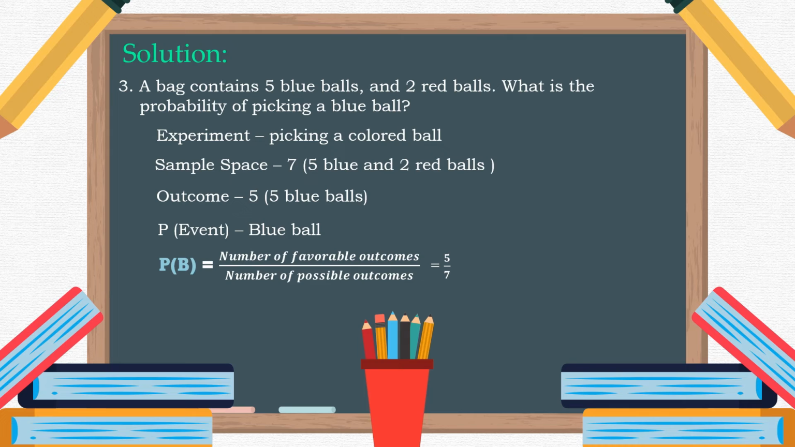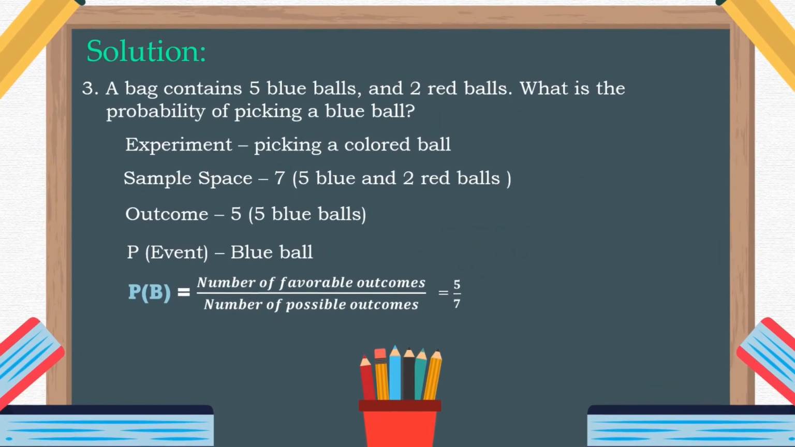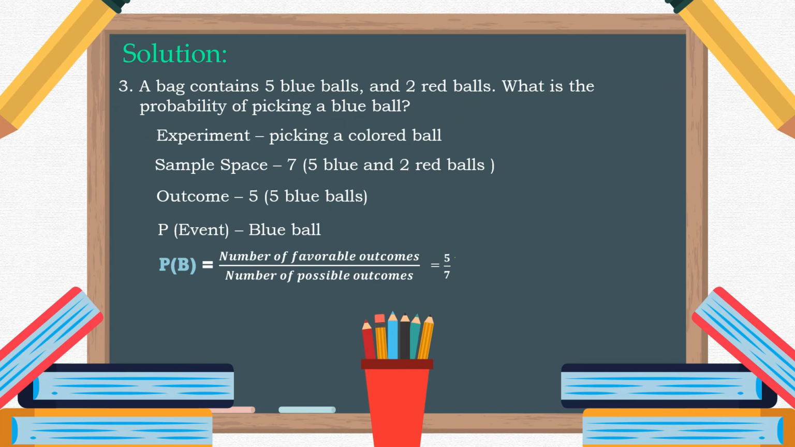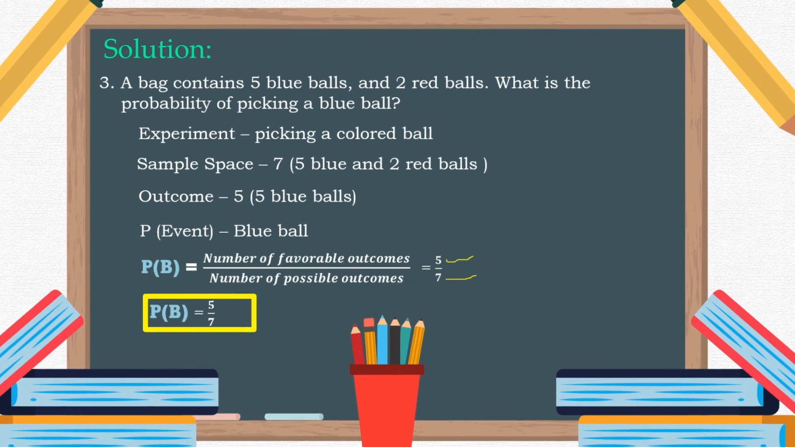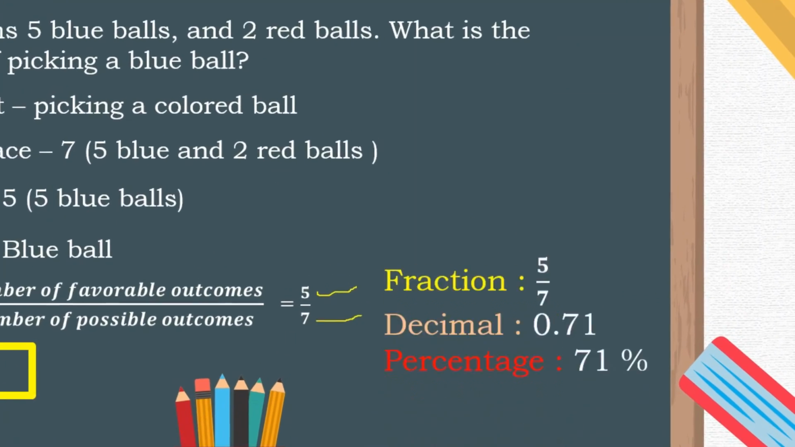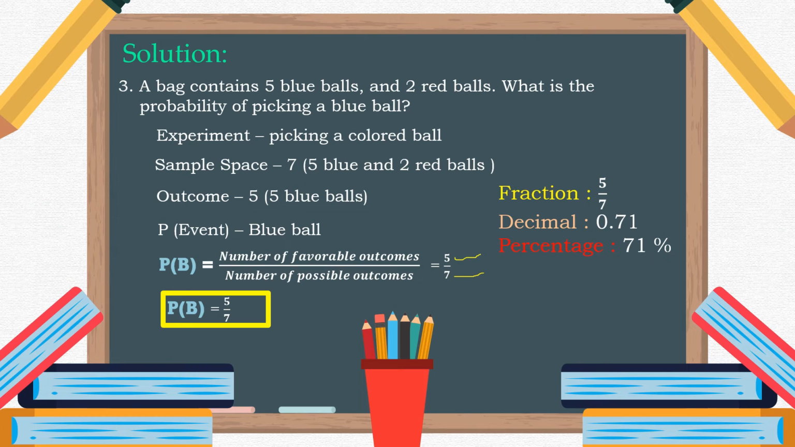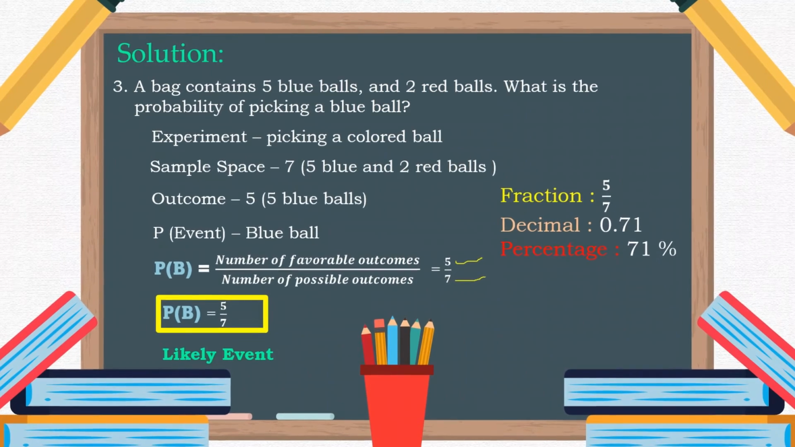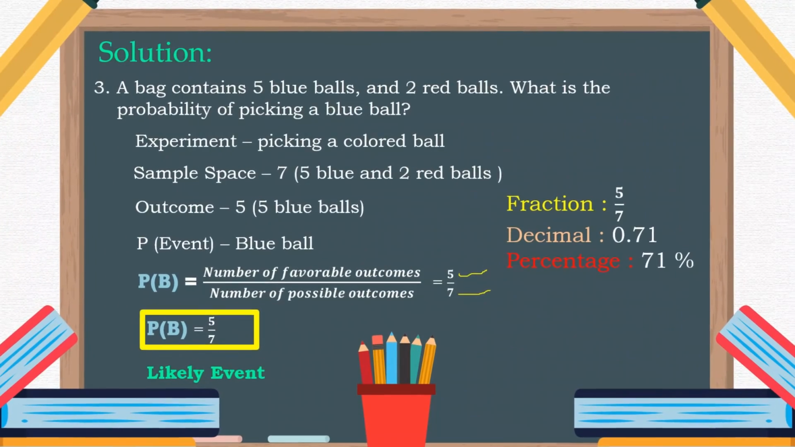So P of blue ball is equal to the number of favorable outcomes, which is 5. Number of possible outcomes is 7. So P of getting a blue ball is 5/7. The fractional form is 5/7. The decimal form is 0.71. And the percentage form is 71%. Since 71% is greater than 50%, that is a likely event.